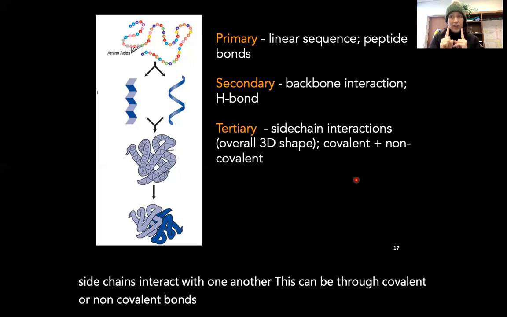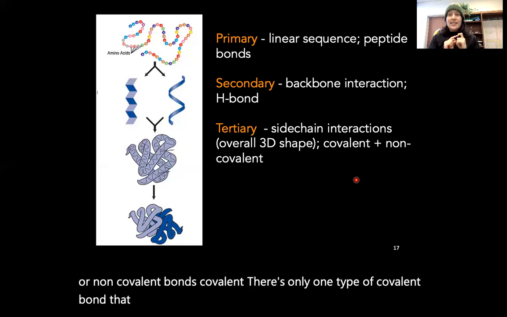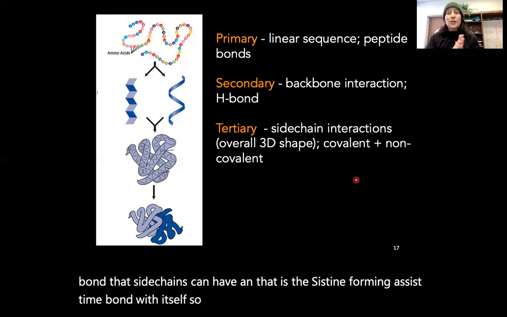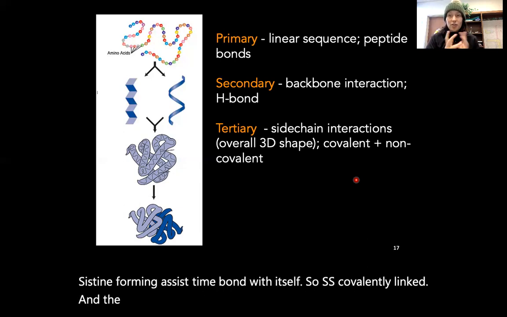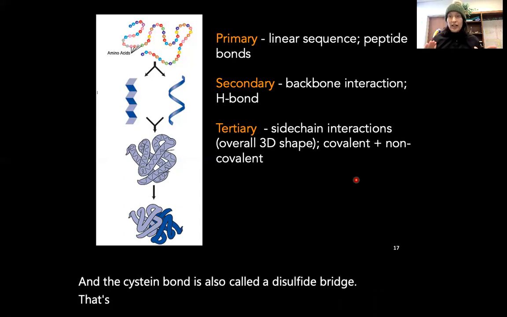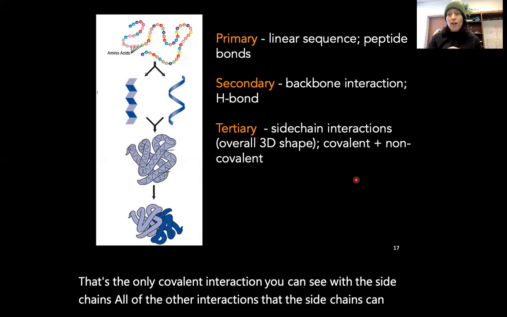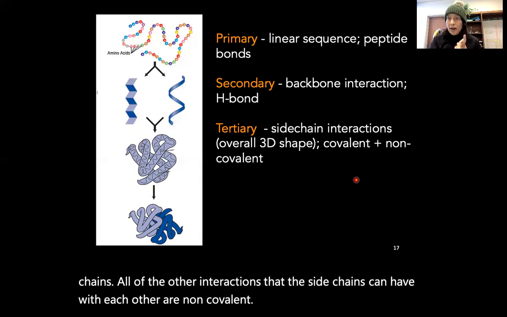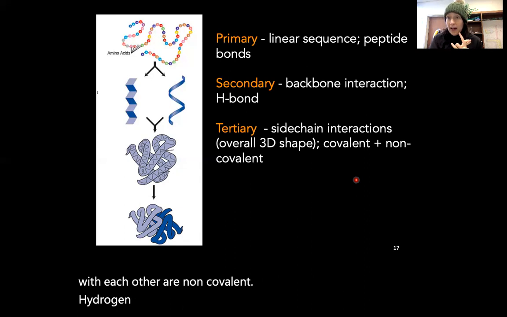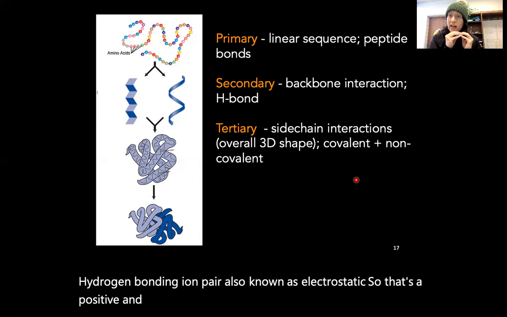There's only one type of covalent bond that side chains can have, and that is the cysteine forming a bond with itself, so an S-S, covalently linked. The cysteine bond is also called a disulfide bridge. That's the only covalent interaction you can see with the side chains. All of the other interactions that the side chains can have with each other are non-covalent. Hydrogen bonding, ion pair, also known as electrostatic. So that's a positive and a negative charge coming together close in space.